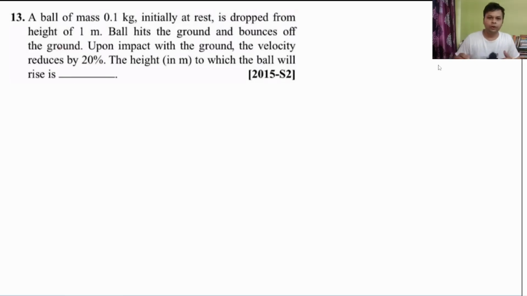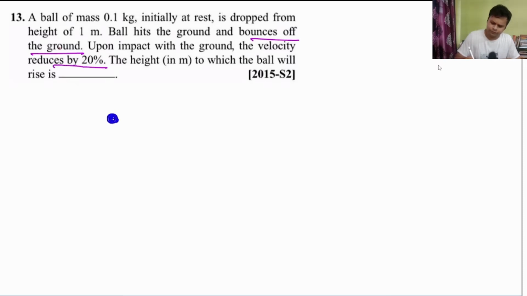The ball hits the ground and bounces off the ground. Upon impact with the ground, the velocity reduces by 20%. The height in meters to which the ball will rise is... Okay. Again, a very simple question, a nice conceptual question.